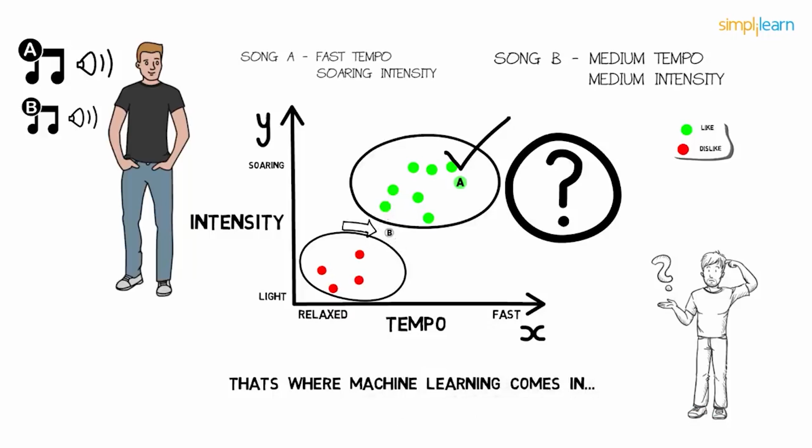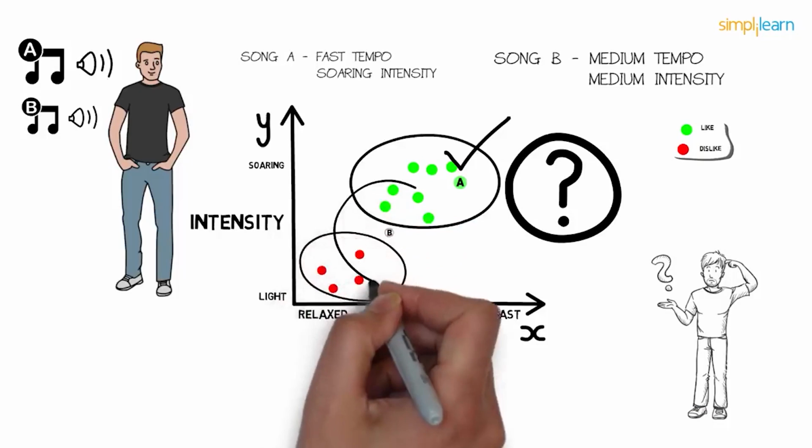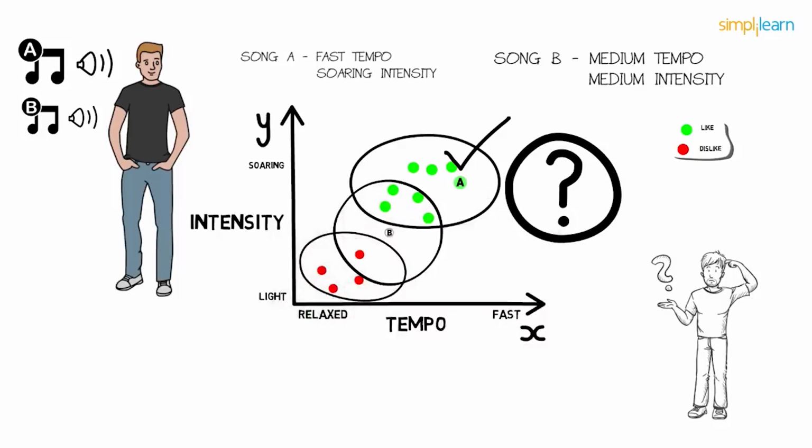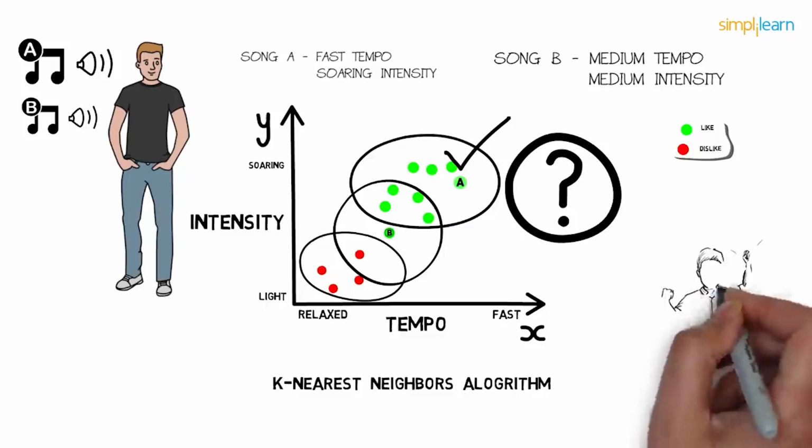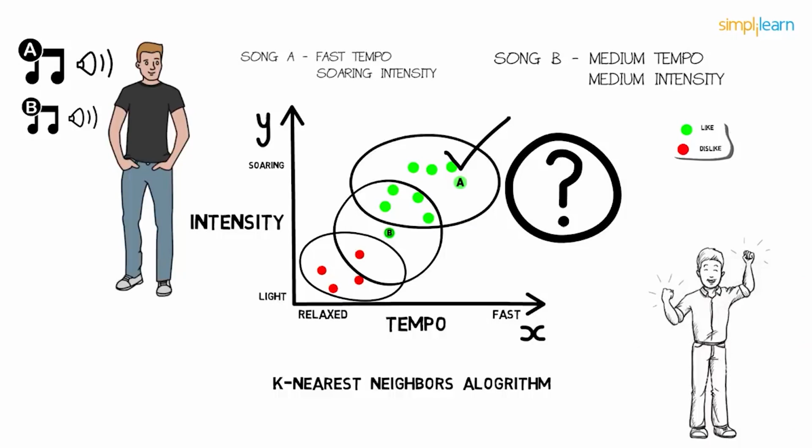Let's see how. In the same example, for Song B, if we draw a circle around the Song B, we see that there are 4 votes for like, whereas 1 vote for dislike. If we go for the majority votes, we can say that Paul will definitely like the song. That's all. This was a basic machine learning algorithm also. It's called k-nearest neighbors. So this is just a small example in one of the many machine learning algorithms. Quite easy, right? Believe me, it is.